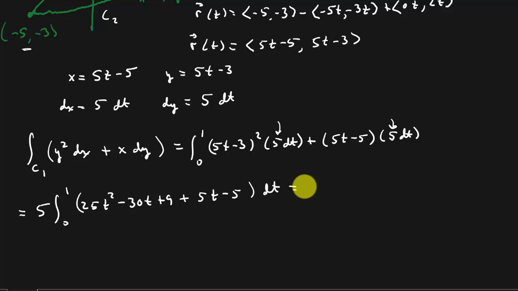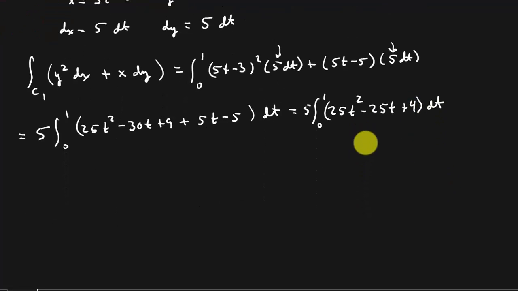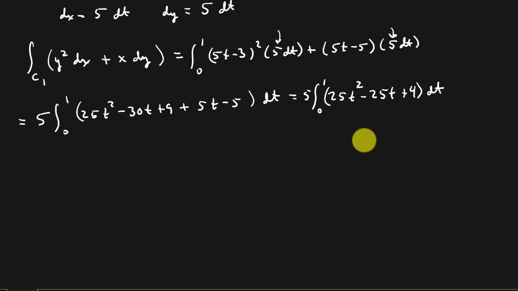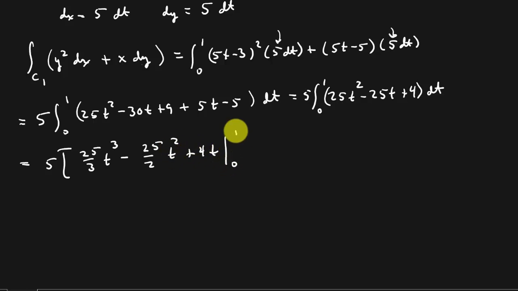And so this is going to give us 5 times the integral 0 to 1. That's going to be 25t squared minus 25t plus 4 dt. I'll let you do all that yourself. So that's going to be 5 times 25 over 3t cubed minus 25 over 2t squared plus 4t. And that's going from 0 to 1.